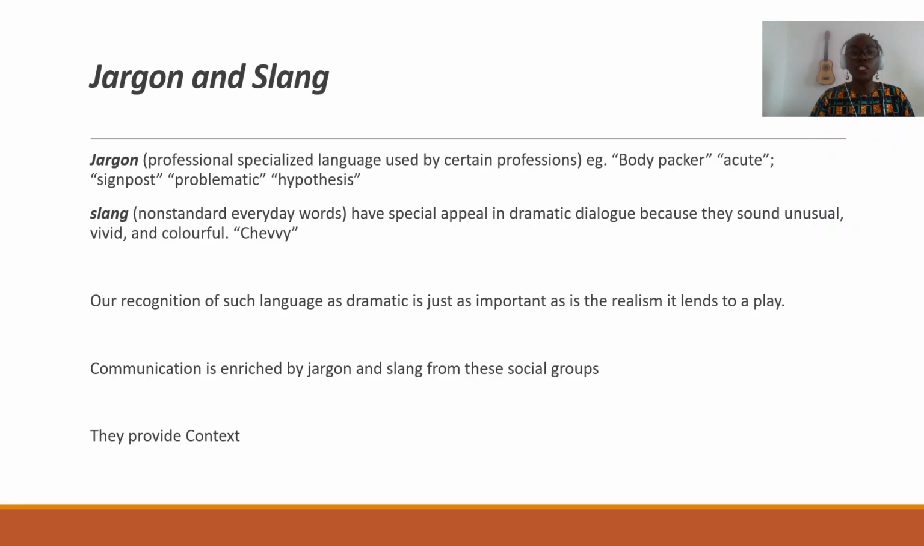And it is not every member of society who can use such words. That's why they are called jargons. They are professionalized and specialized language used by certain professions. On the other hand, there is slang. Slang is non-standard everyday words. And so they have special appeal in dramatic dialogue because they sound unusual, they are vivid and colorful.